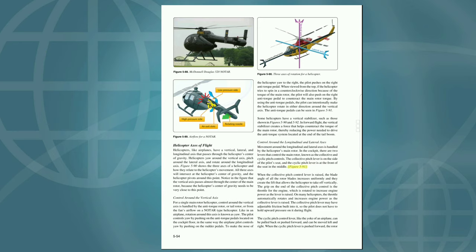Figure 5-91. When the collective pitch control lever is raised, the blade angle of all the rotor blades increases uniformly and they create the lift that allows the helicopter to take off vertically. The grip on the end of the collective pitch control is the throttle for the engine, which is rotated to increase engine power as the lever is raised. On many helicopters, the throttle automatically rotates and increases engine power as the collective lever is raised. The collective pitch lever may have adjustable friction built into it, so the pilot does not have to hold upward pressure on it during flight.